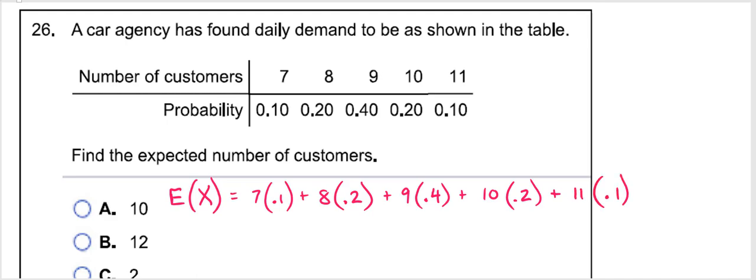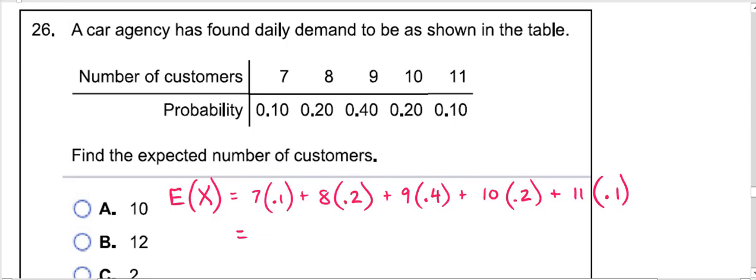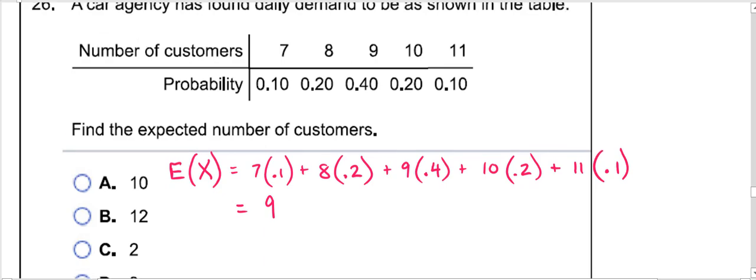Just to point out, all of these probabilities are between 0 and 1, and if you add them all up, you get 1. That's what makes this an acceptable probability distribution. But now let's calculate the expected value of our random variable on the calculator. If I type all of that in, the value I get is 9. So the expected value of our random variable is 9.